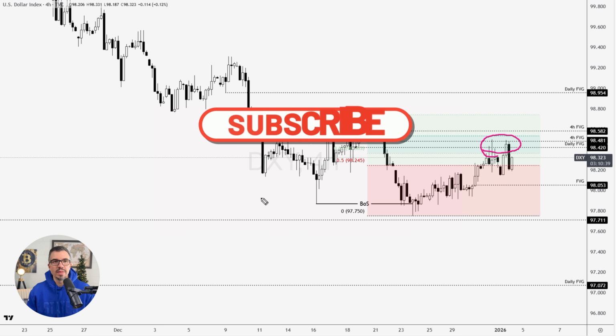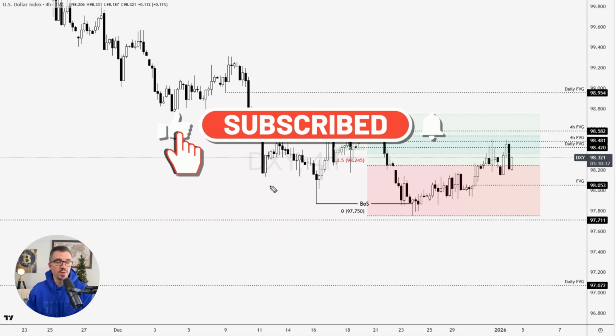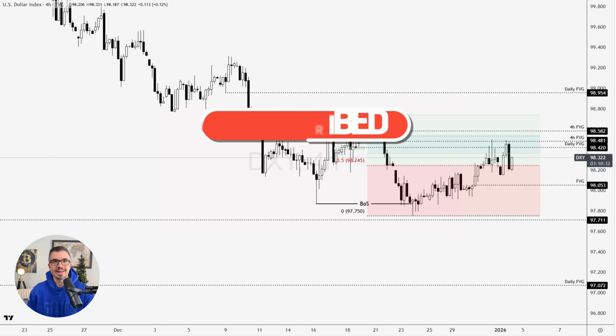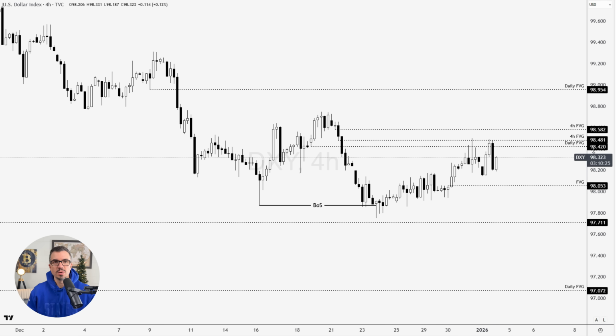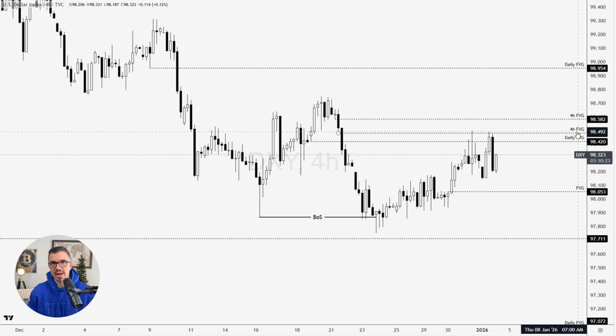Now, there is something occurring here, though, that I want to show you that is potentially making an argument against looking for dollar shorts here. Okay, now this up here too, before I show you that, this up here too was a daily fair value gap. We also had a 4-hour fair value gap that were both unmitigated as of last week. These have both now been mitigated, okay? Mitigated meaning that they have been tagged, okay? So both of these have been tagged.